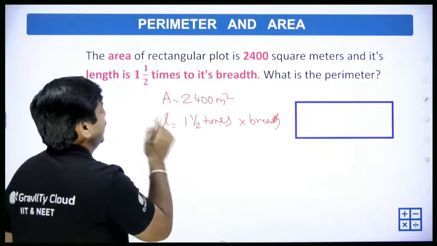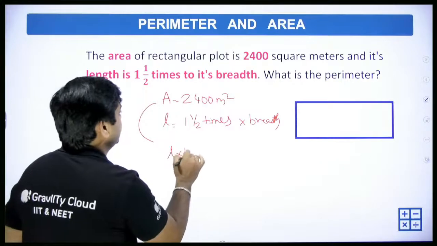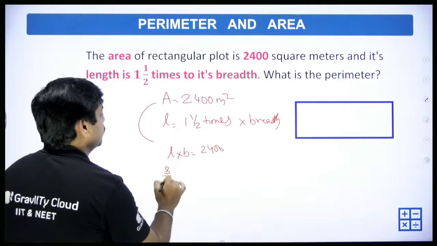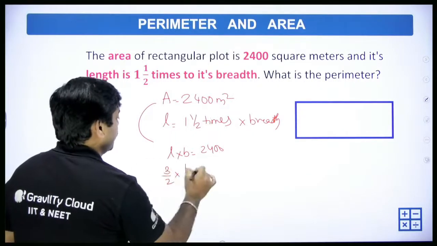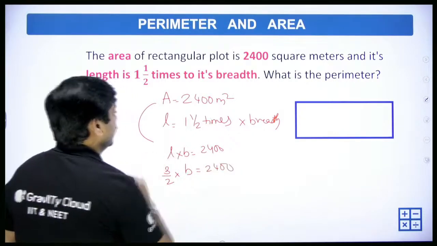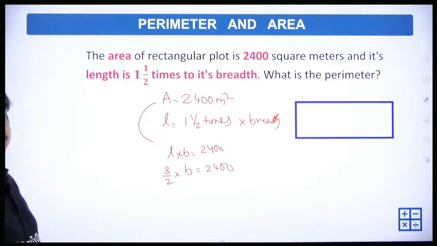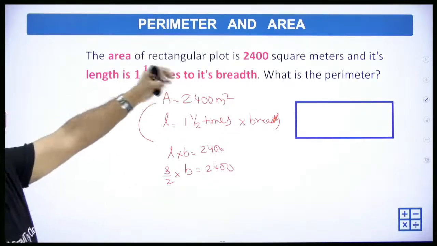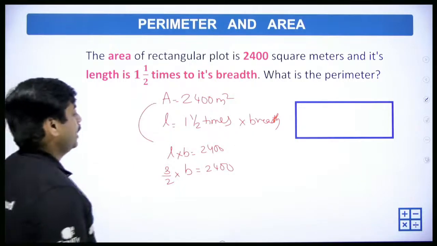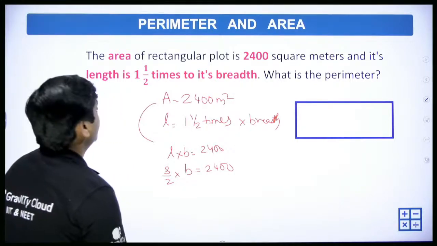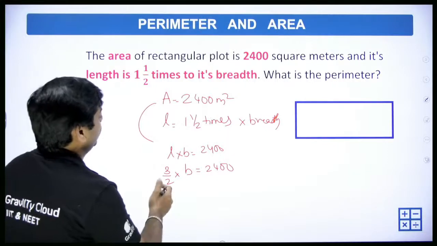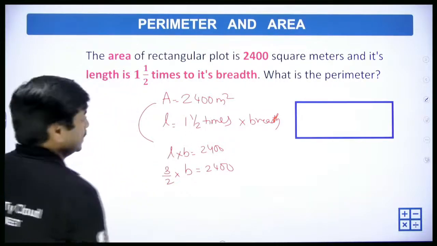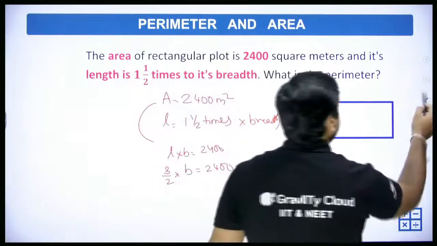The area of the rectangle is given. Area is equal to length into breadth, and length into breadth is equal to 2400. Right. So length is 3 by 2 into breadth. You can calculate from here the breadth, and from the breadth we need to go back to perimeter, right? Actually it's not exactly 3 by 2, it's 1.5 times its breadth. Let me calculate that once again and bring the correct calculations here.